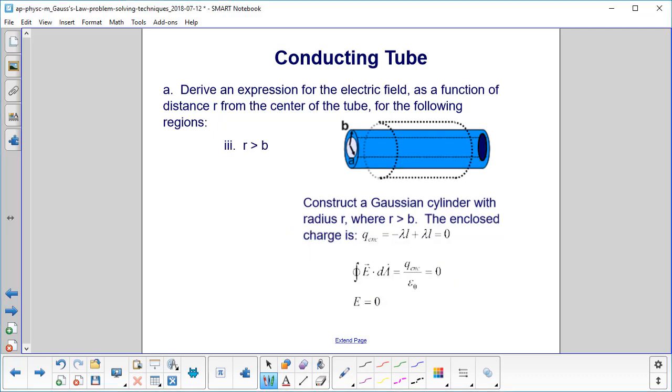Now find the electric field outside the tube. So we construct a Gaussian cylinder outside the tube, length L, and first we have to find the enclosed charge. The enclosed charge due to the wire going through it is plus lambda L, and the enclosed charge in the conducting tube, with charge density negative lambda, is negative lambda L. Add those two together, you get zero. We use Gauss's law. Since the integral of E dot dA is zero, the electric field is zero outside the tube.